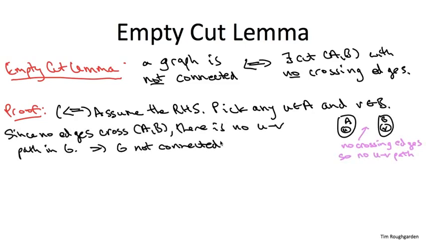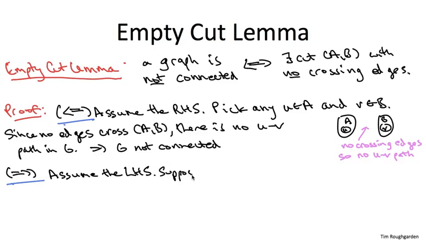So why is it that there's no path from U to V in the graph G? Well, the path from U to V would surely have to cross the cut A, B. But there's no edges available for crossing the cut. So therefore, this path from U to V cannot exist. So that completes the first part of the proof. We assume the right-hand side, we derive the left-hand side. Now we start all over again, but we assume the left-hand side, and we have to prove the right-hand side.